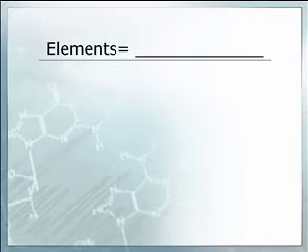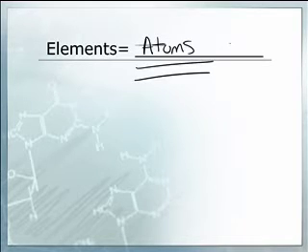All right, so what's an element? Well, it's atoms. Elements are actually atoms. So we've got these things called atoms, and then we have this table called the periodic table.